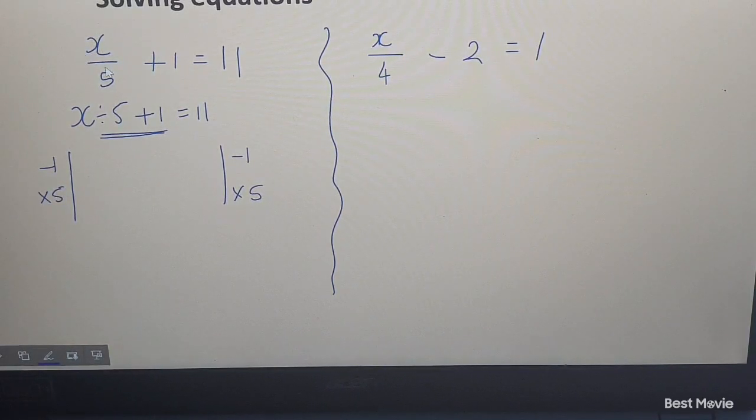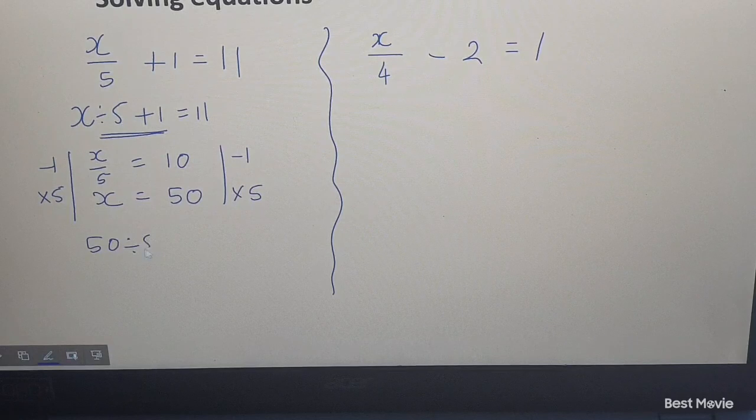So x divided by 5 plus 1 take away 1 is x divided by 5. 11 take away 1 is 10. And then x divided by 5 times 5. So divide 5 times 5, cancel each other out, so you're left with x. And 10 times 5 is 50. So your check is 50 divided by 5 is equal to 10. Add 1 is equal to 11. So that works.